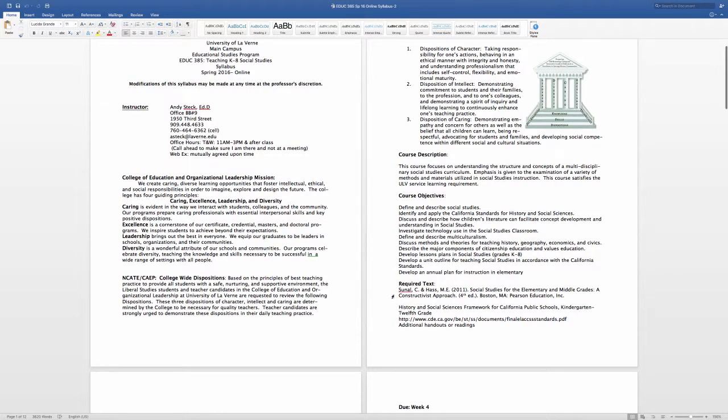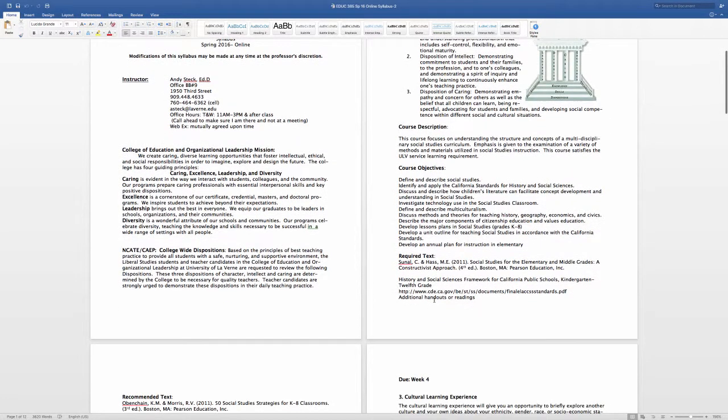The required text is Suno and Haas. It's the 2011. It happens to be the 4th edition. If you get another edition, you might have difficulty in figuring out the page numbers when I give you a page number to look in the text. We will be using the text, and you should either rent or purchase the textbook.